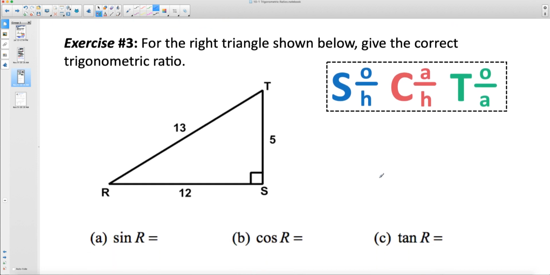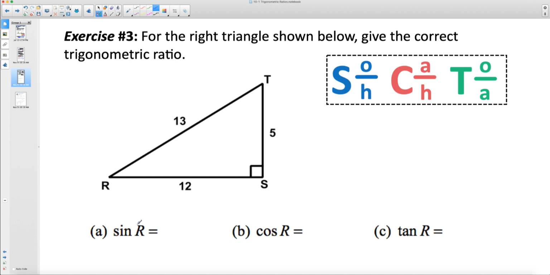So if we look at exercise number 3, it's asking us to give the correct trig ratio. So the first thing we're going to do is label our triangle with opposite, adjacent, hypotenuse. We need to realize what angle we're working from. So they're telling us sine, cosine, and tangent of angle R. So we are working from angle R. So I'm just going to kind of do that there. And now I can go ahead and start labeling with opposite, adjacent, hypotenuse.